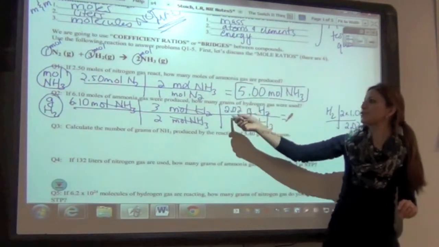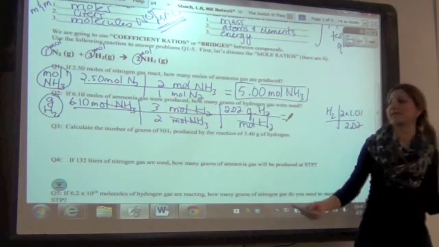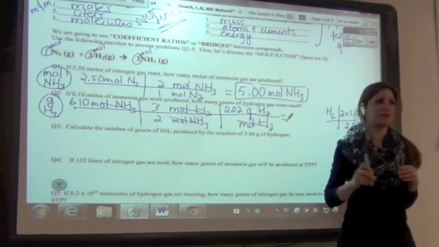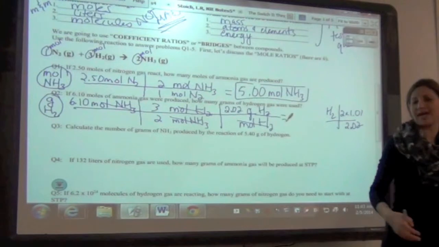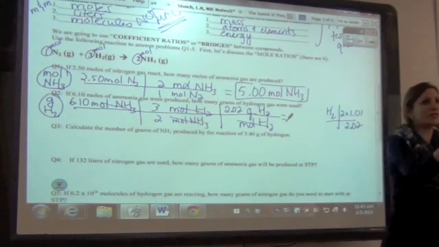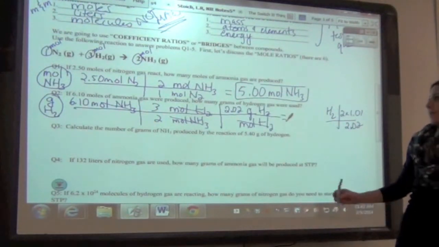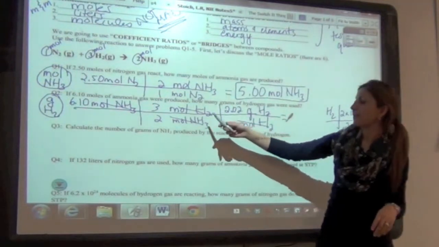And again, if you use 2.0, it only gives you 2 sig figs. So if you use 2.02, we can stick with our 3 sig figs, which is usually easier to have. Please tell me what you get on this one. Question? Okay, why didn't you just stop when you had the ratio 3 to 2?